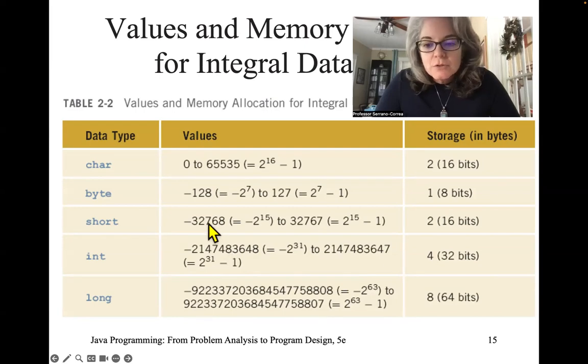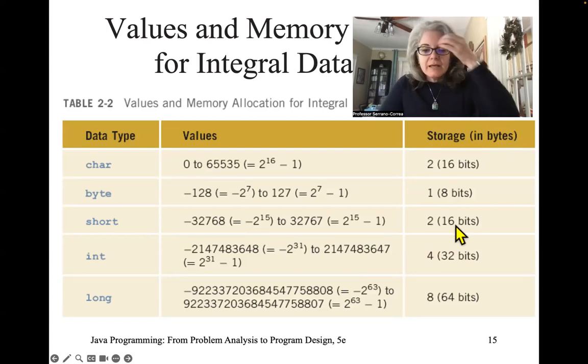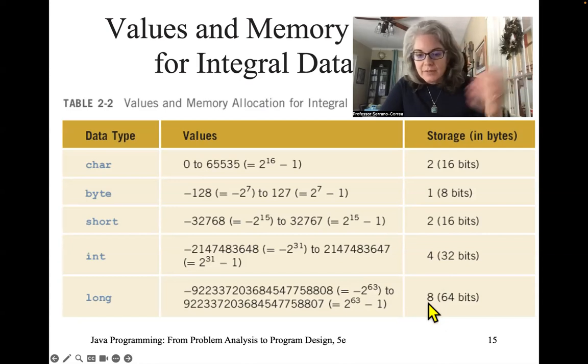So why not just use a short? A short can hold a number between negative 32,768 and positive 32,767. Well, all I need is just 0 to 150, so definitely the short is enough space. The short only takes 2 bytes of space, which is 16 bits. An integer takes 4 bytes, and a long takes 8 bytes.